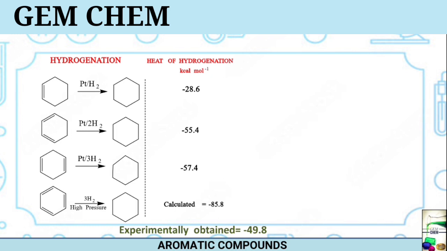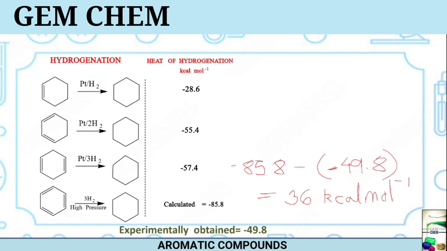Due to the presence of excessive conjugation within the ring, there is a resonance energy of benzene, which is nearly about minus 85.8 minus of minus 49.8, which comes to be 36 kilocalorie per mole. This is our resonance energy of benzene, and this is the secret of benzene stabilization.